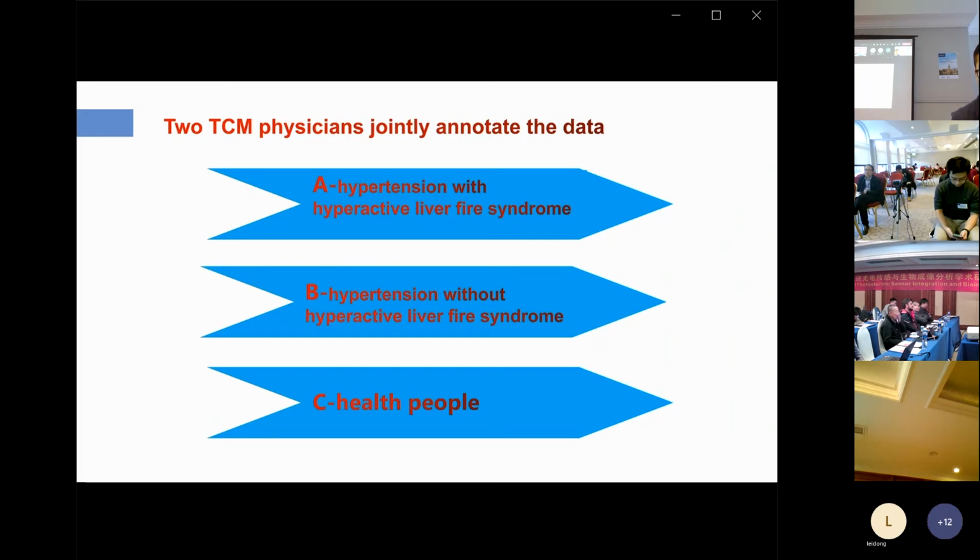Then we used AI, the MTCNN algorithm and a feature extraction algorithm, to do the model training and the classification of the groups. The 3 groups: group A has hypertension with hyperactive liver fire syndrome. Group B has hypertension without hyperactive liver fire syndrome. Group C is healthy people.